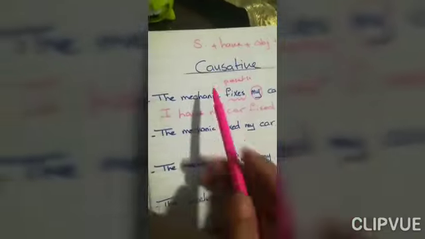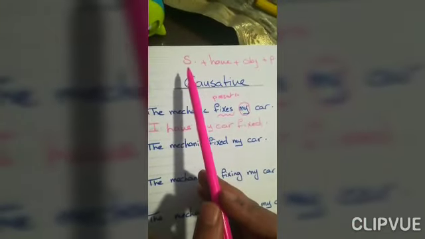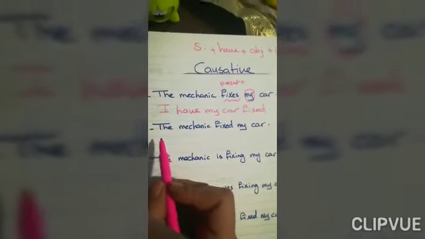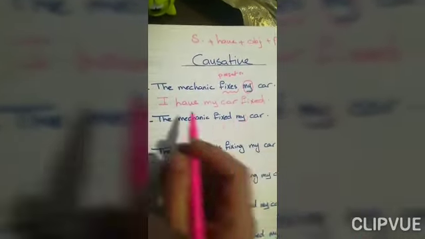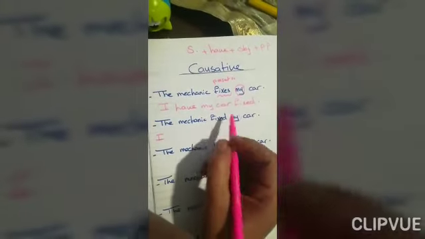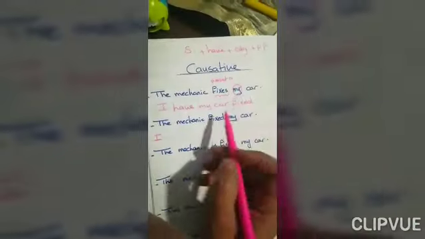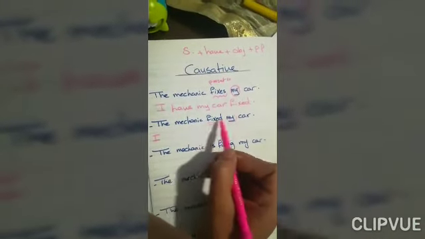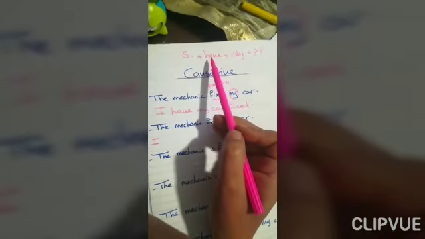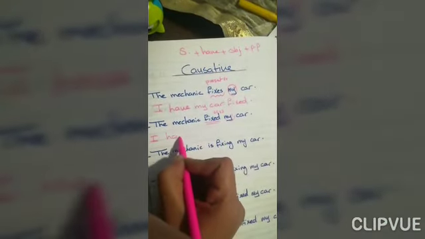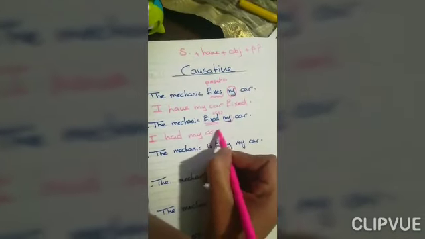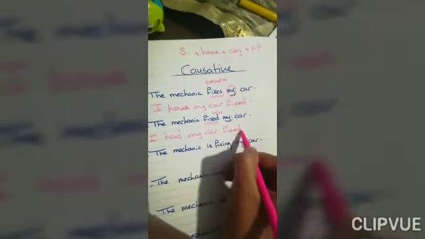We said the causative uses subject plus have plus object plus past participle. From my, I'm going to get I. I have to use have, and it depends on the tense of the verb. Fixed here is past, so I'm going to use the past of have, exactly, had. I had. What's the object? I had my car fixed.